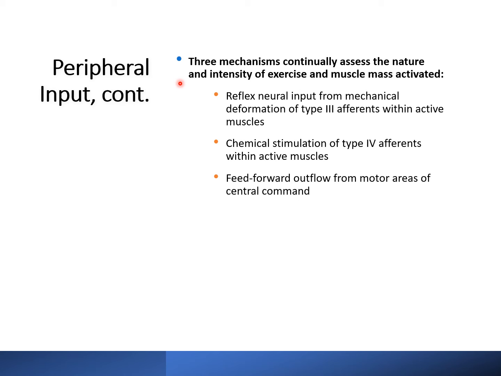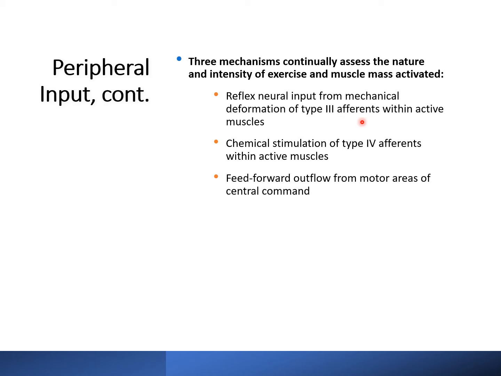There are three mechanisms that continually assess the nature and intensity of exercise and however much muscle mass we need to have activated. The first is a reflex neural input from the mechanical deformation of type 3 afferents within active muscles. The second is chemical stimulation of type 4 afferents within active muscles. The third is a feed-forward outflow from the motor areas of central command. This is a very convoluted way of saying these points, so I'm going to try and summarize them the best I can.